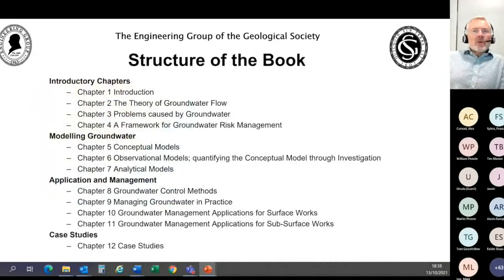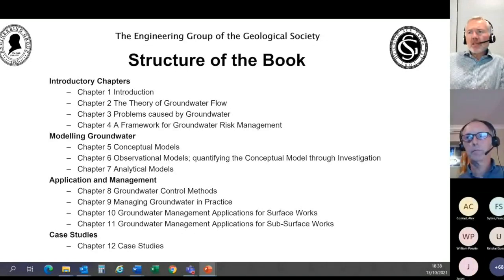The structure of the book is broken down into three principal sections: the introductory chapters, modelling of groundwater, and application and management. Authors Tim Blower, Mark Lee, Martin Preen will now take us through these sections, describing the content and the chapters included. Then William Powery will present one of the key case studies from the special publication.